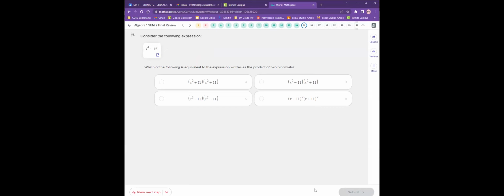And for this one, just x cubed plus 11. So it can't be A. It can't be C. So it's either B or D. What's the difference between them? It has to be this one, because that's a completely different answer.